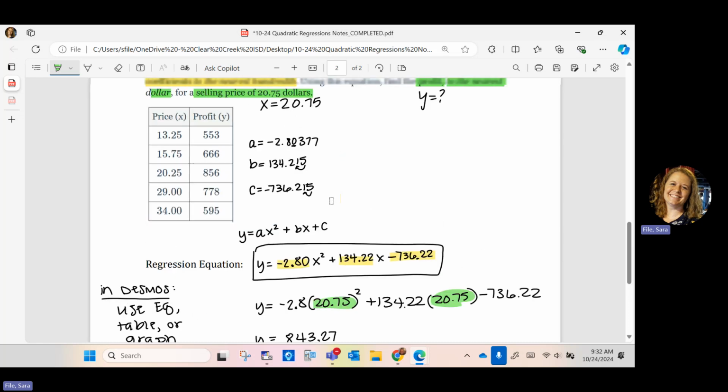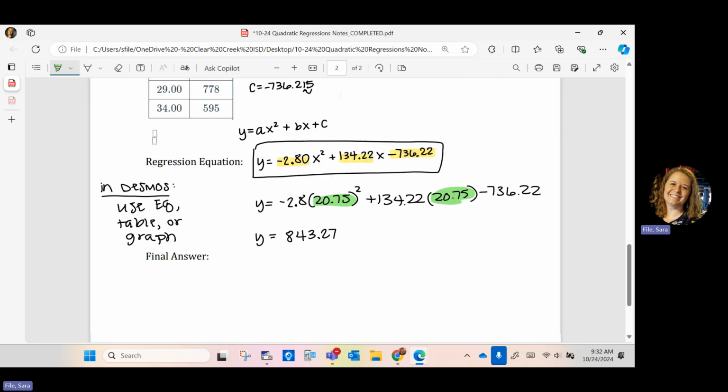Now, it did ask us to round this to the nearest dollar, so what would that round to? It means I don't want the change. I don't want the 27 cents. So is this going to round up or stay 843? Yeah, 27 cents wouldn't round it up to the next dollar. 0.2 does not round that up. So it's going to stay 843.